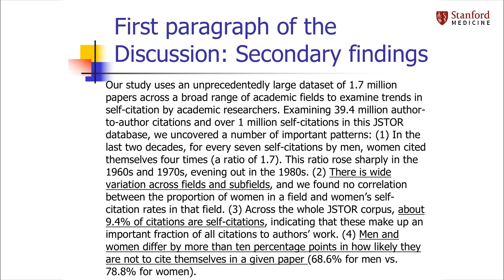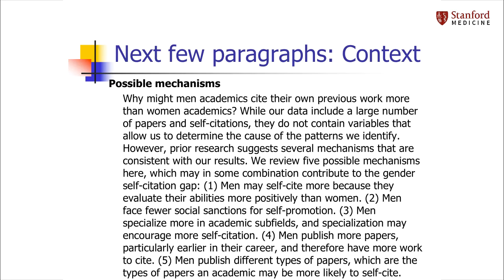I'll just point out that they had some secondary findings. They were weeding through a big database here. They found some other interesting things. There was wide variation about self-citation in different fields. It turns out that almost 10% of all citations are self-citations, which I found interesting and surprising. That's, I thought, a big number. And then they give us the gender gap in absolute terms, and the statistic is given in a slightly different way. So these are some secondary findings. Remember that sometimes after the primary finding, you're going to give some important and interesting secondary findings.